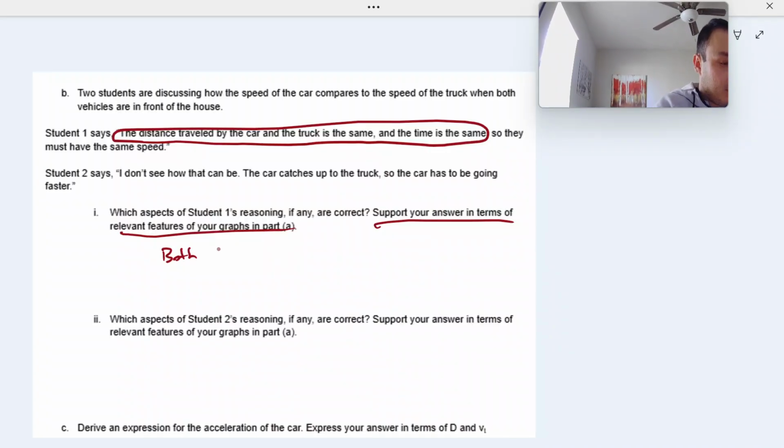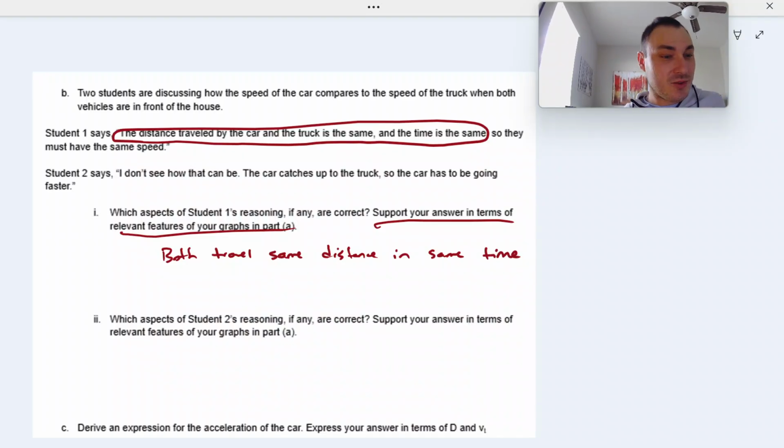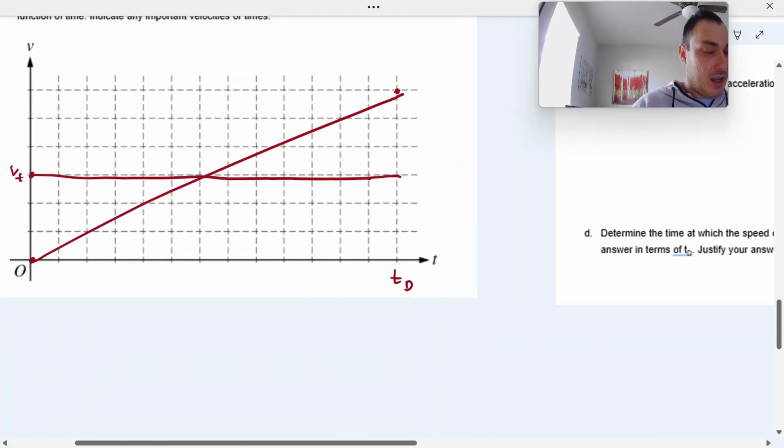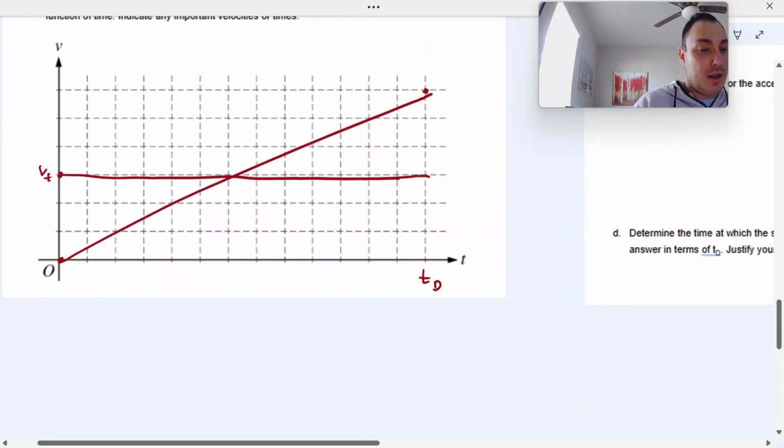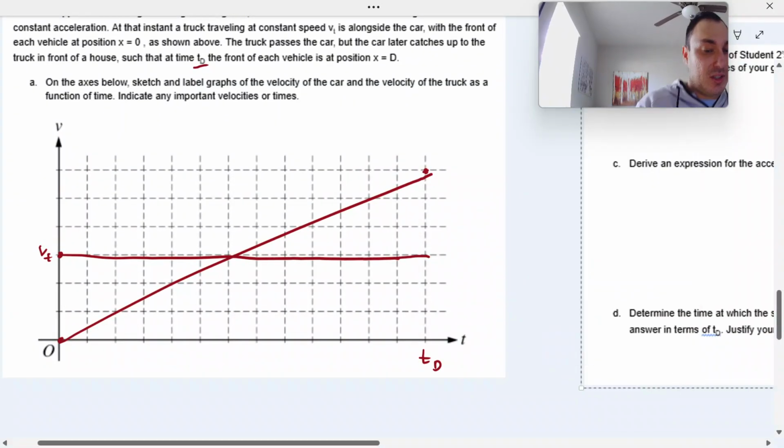Both travel the same distance in the same time. It's hard to write, but also keep the camera steady, so the handwriting is not there, and I apologize. Both travel the same distance in the same time. And we can see that with the graph. The area under both curves is the same at time td. So let's also say that.